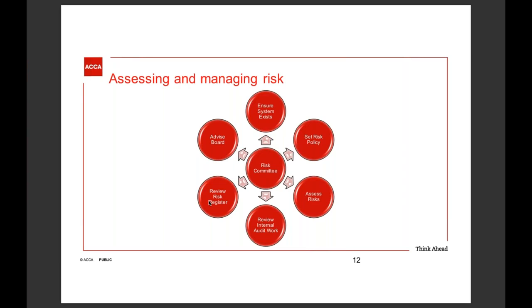Once they have got this information, they will be able to advise the board on the strategic directions, according to the level of risk that they are willing to tolerate. Indirectly, the risk committee is to ensure that the system to assess and manage risk exists in an organization.